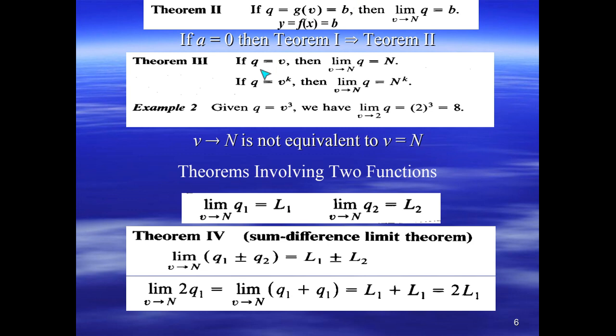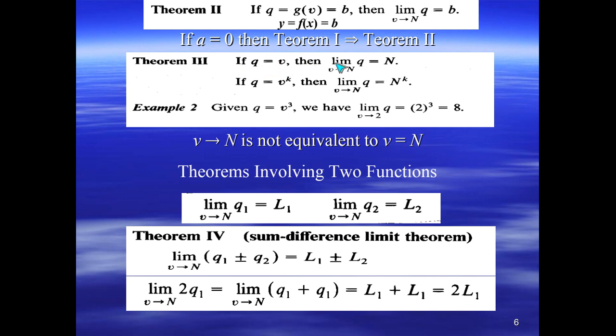Alright, theorem 3. If q is v, then the limit of q when v goes to n is n. You can also say when y equals f of x equals x, y equals x, the 45-degree line, then the limit of f of x when x goes to n would be n. And similarly, if q is equal to v to the power k, then the limit of q when v goes to n would be n to the power k. We will not be proving them.